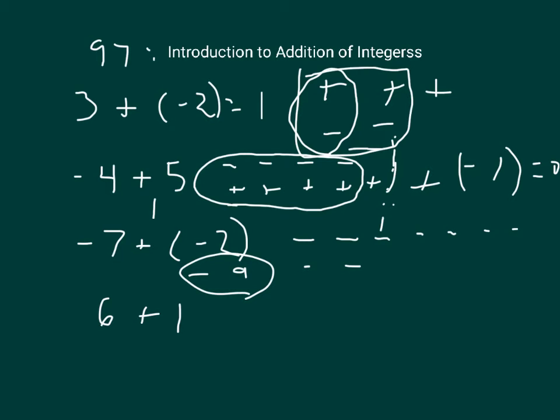And then the one that you're familiar with, you already know that 6 plus 1 is 7, but what would it look like with the counters? It would be 6 positives added to 1 more positive for a total of 1, 2, 3, 4, 5, 6, 7 positives.